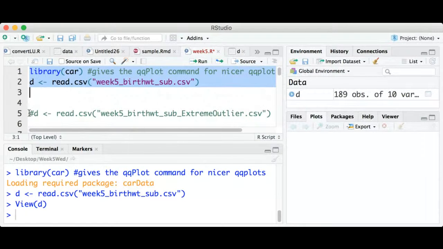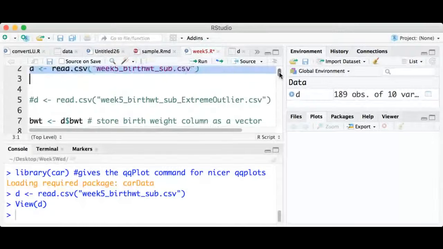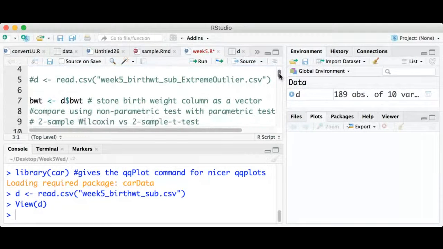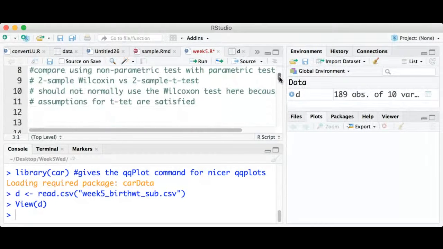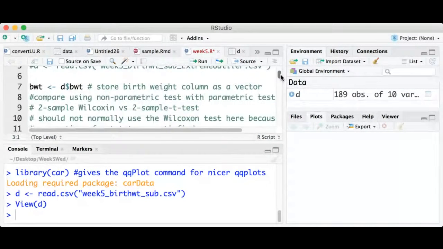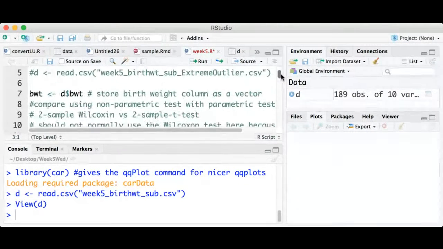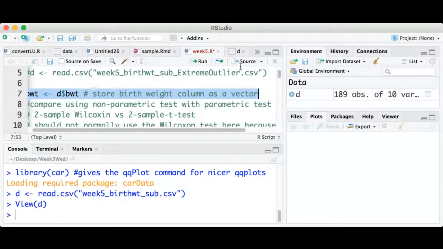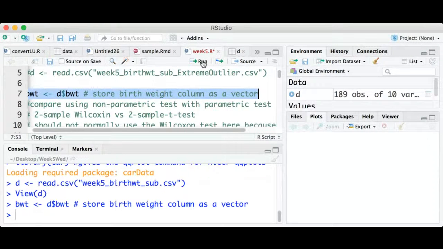Okay, oops, what have I done? I think I've accidentally deleted a whole lot of stuff, have I? Yeah, that's all right. Maybe not. Okay, next line. I'm maybe just lazy. I'm going to store birth weight as a single vector. I don't really need to do that, but it's something I prefer to do.